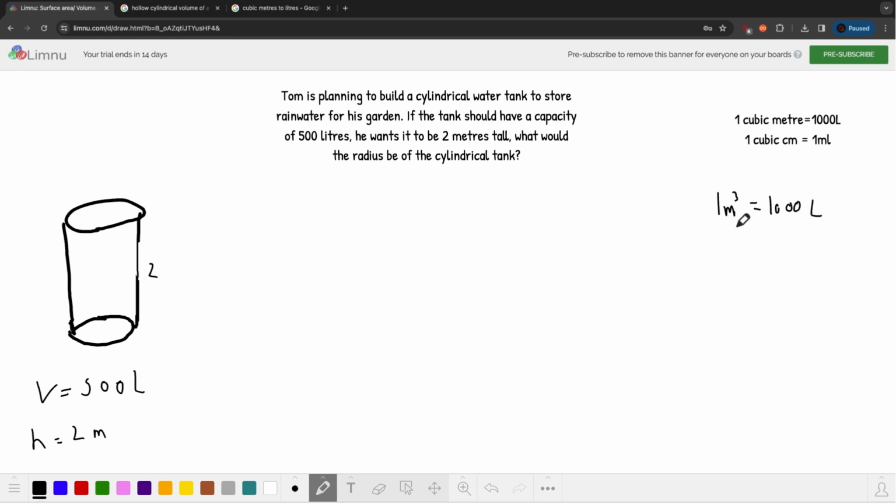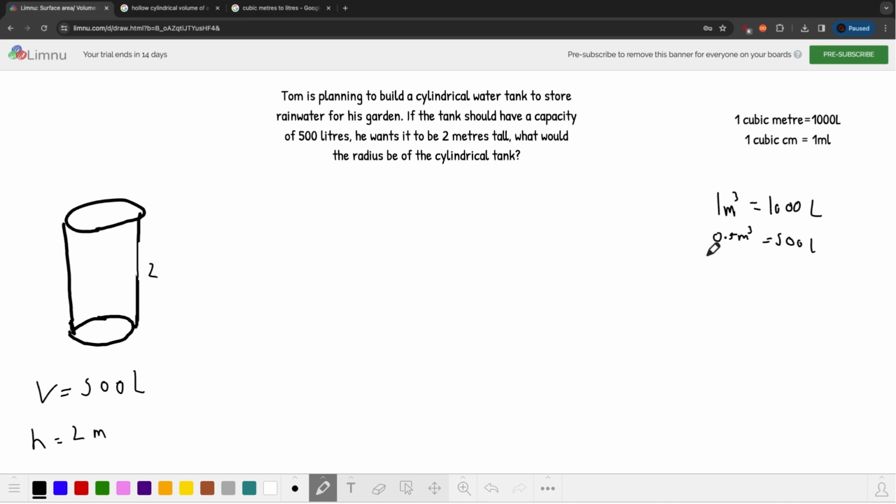Using that info, we can convert the 500 liters into meters. So then we have all the units in meters, and then we can actually start doing the question. So if 1,000 liters makes 1 cubic meter, half of 1,000 is 500. So if half of 1,000 is 500, then half of 1 would be 0.5. So 500 liters is equal to 0.5 meter cubed.